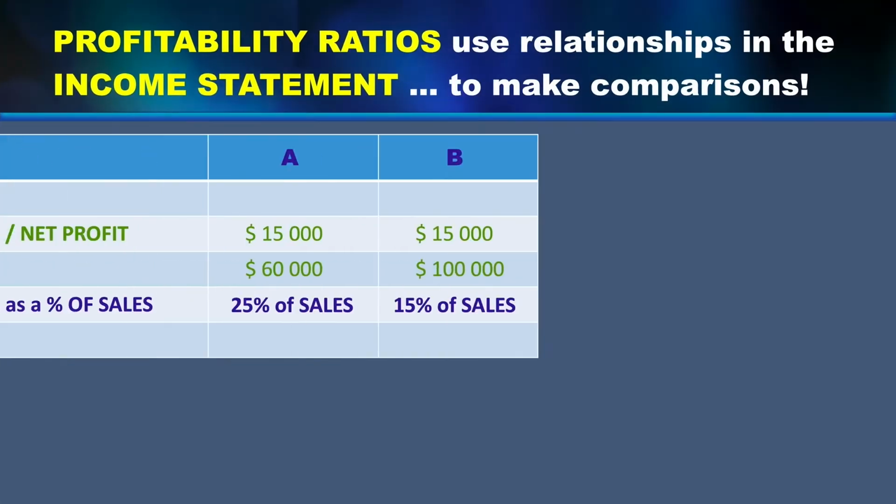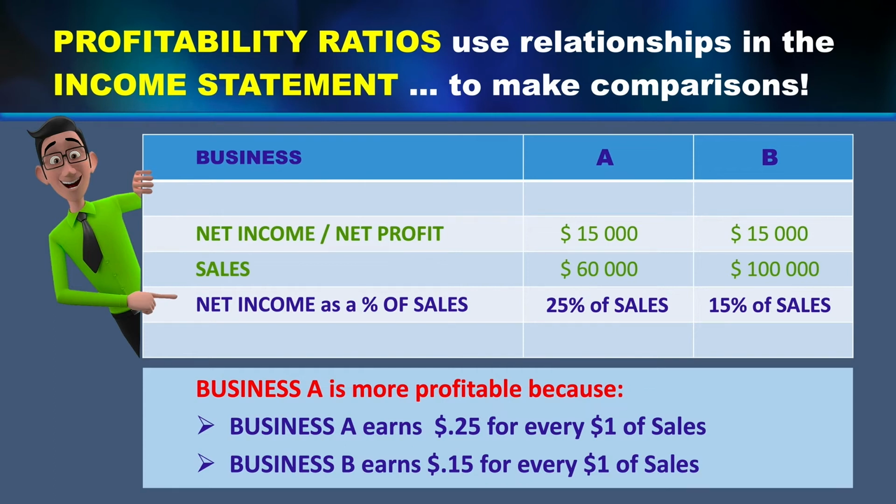So the information that is provided with these ratios is that business A earned 25 cents for every dollar of sales, meaning that they earned 25% in terms of profits from their revenue, whereas business B earned less in terms of their profit, only 15 cents for every dollar of sales. So business A is more profitable.